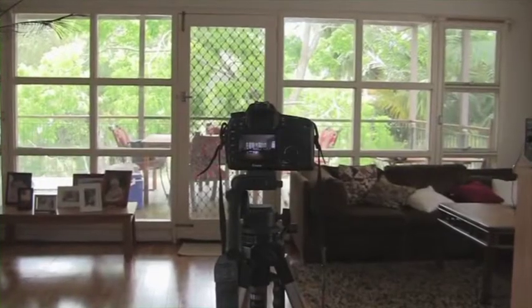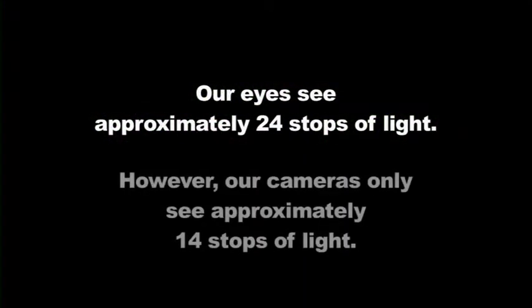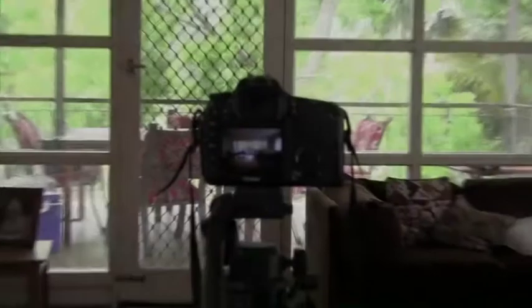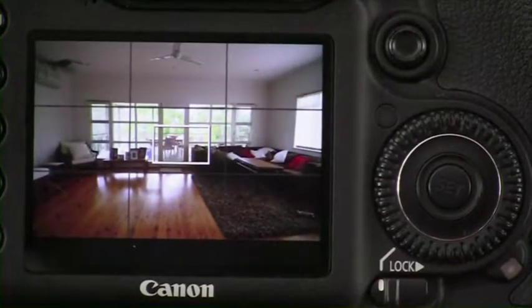There is an explanation. We are born with this super camera in our head. It's better than any Sony, Canon or Nikon. Our eyes see about 24 stops of light, but unfortunately our cameras see only about 14 stops of light. So you have a problem. How can we increase the range of our camera to see the same scene as we do and get the right exposure?